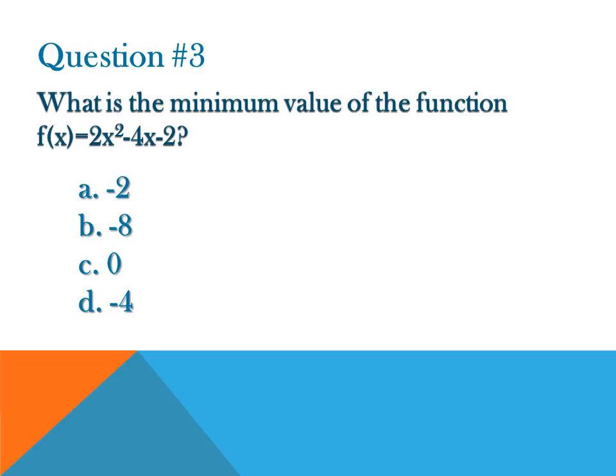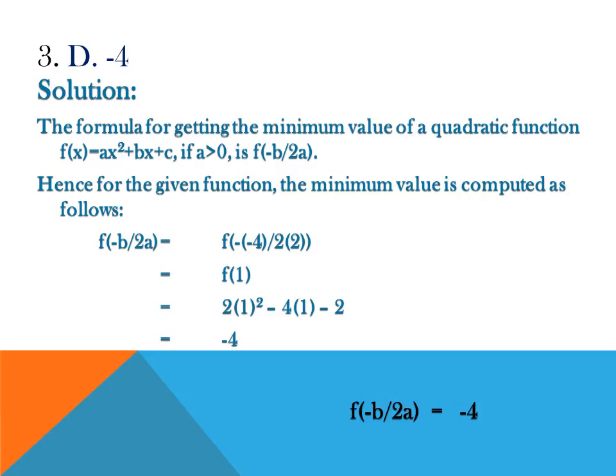What is the minimum value of the function f(x) = 2x squared minus 4x minus 2? The formula for getting the minimum value of a quadratic function f(x) = ax squared plus bx plus c, if a is greater than 0, is f(-b/2a).